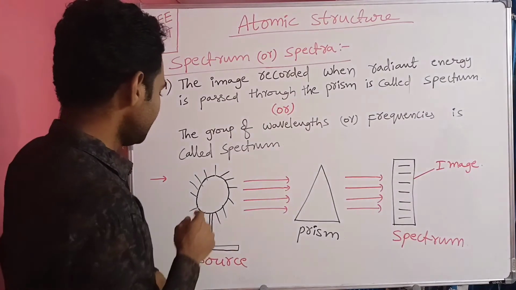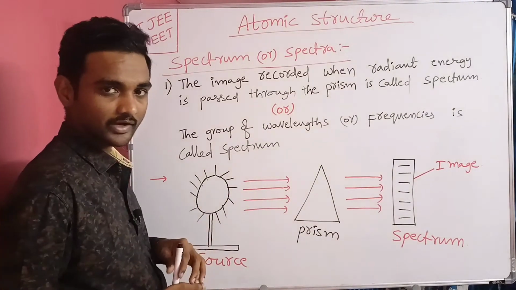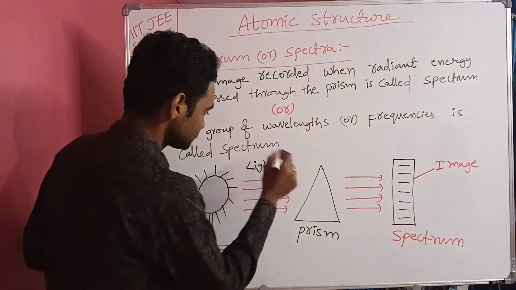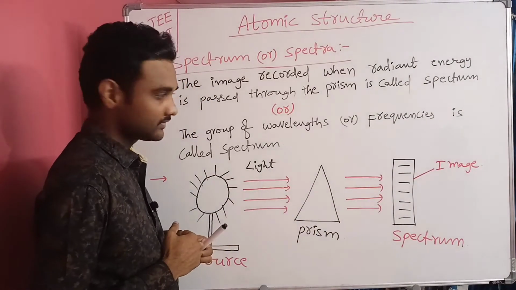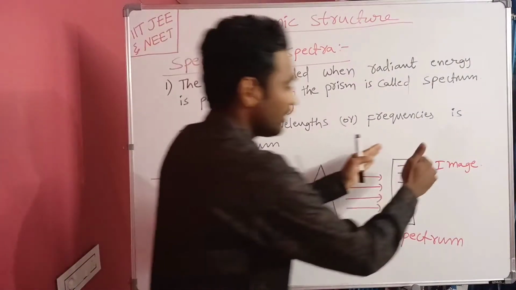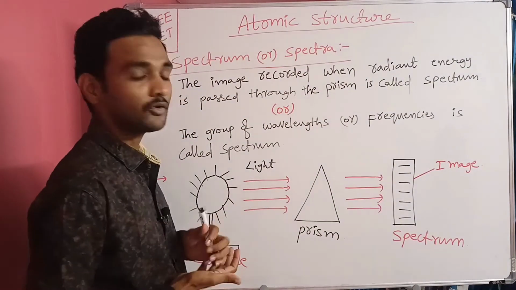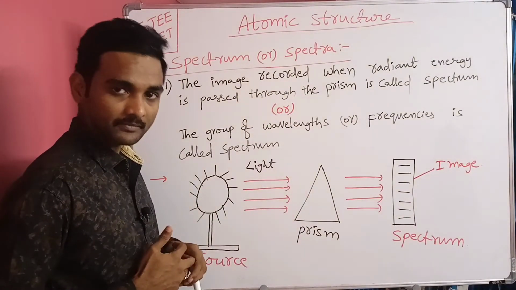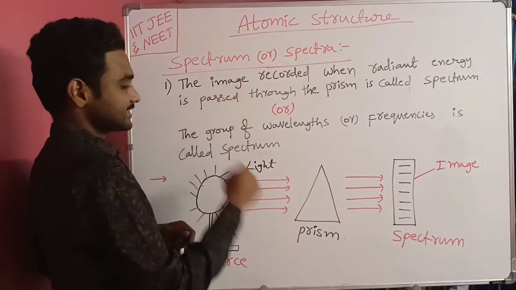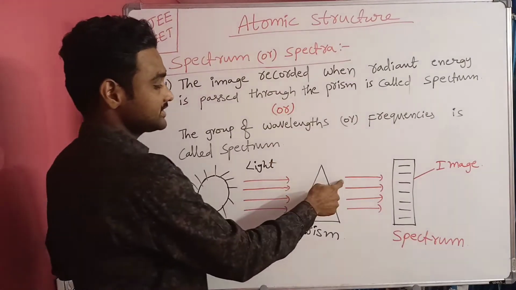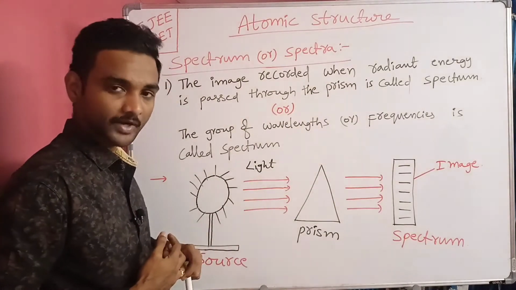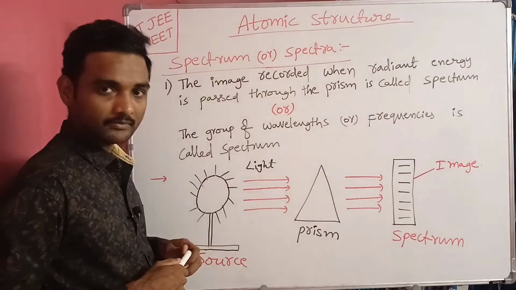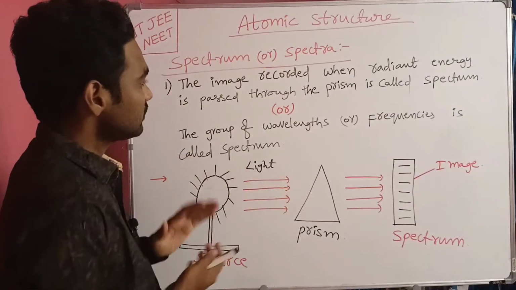Now let me explain. I took one source, and this source can release light. I am sending this light through the prism. After sending it through the prism, I record the image by using spectrography. That image is called spectrum. Simply, the image recorded when the radiant energy is passed through the prism is called spectrum, or the group of wavelengths or frequencies is called spectrum.